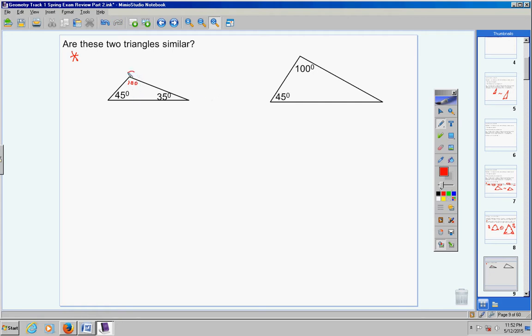Do you see these two angles here? They're congruent to these two angles here. Anytime you have two angles in one triangle congruent to two angles in another triangle, you know immediately these two triangles are congruent. No, not congruent. They might be congruent, we don't know for sure. What we do know for sure is these two triangles are similar. Okay? Alright, let's continue on.